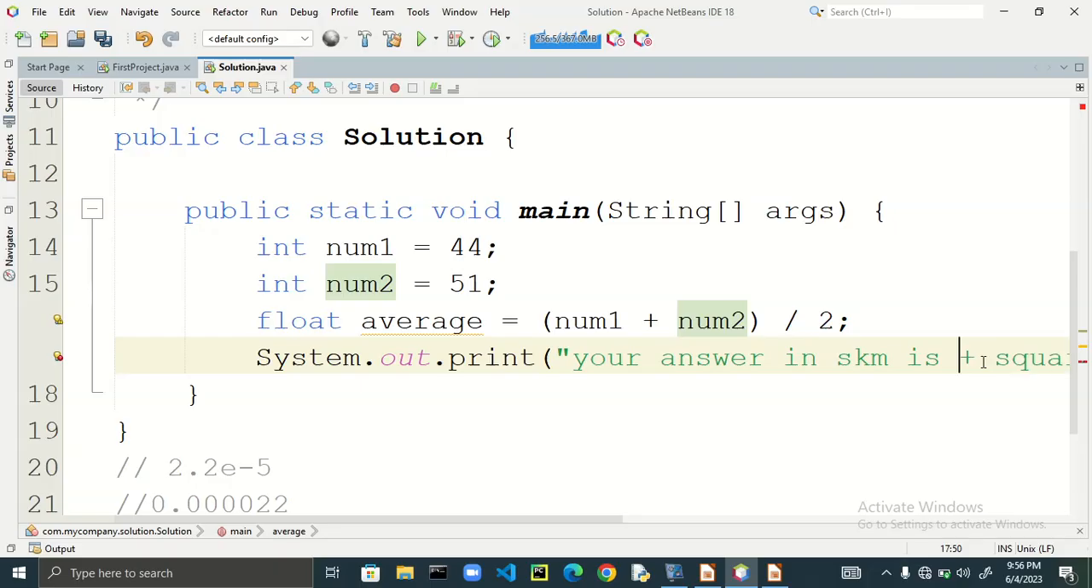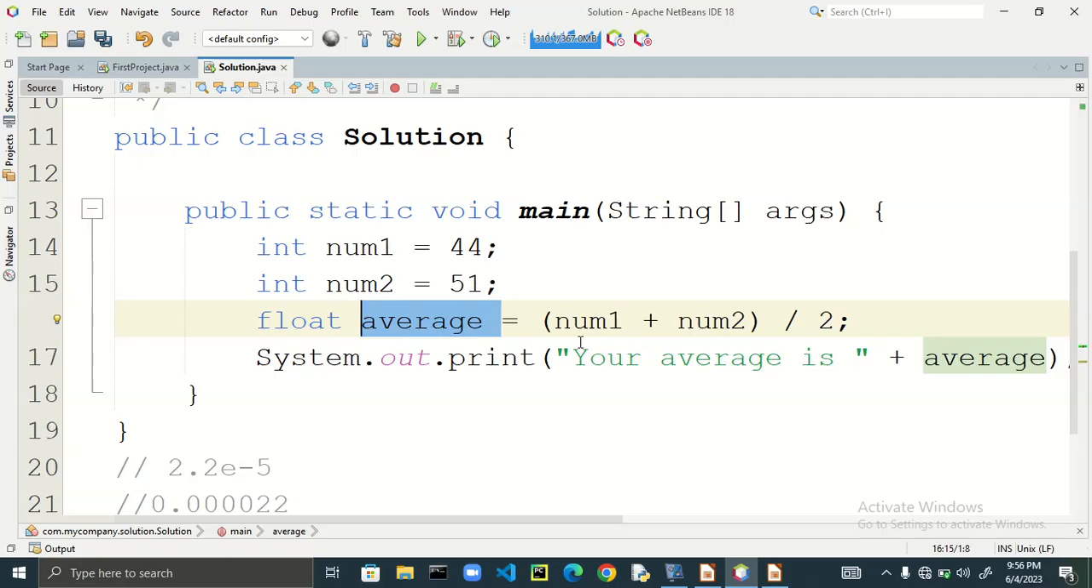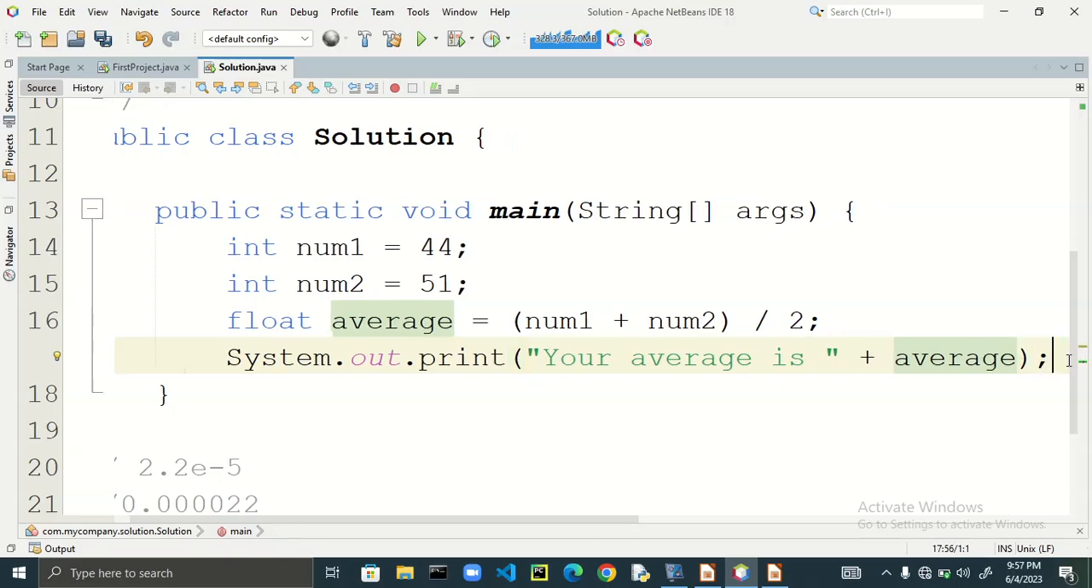So I need to clean this right up here and then change it to something that suits what we are doing currently. And get out. Then your average is, and then you put your plus, and then you put your average here. That is this variable that you have here. Whatever is computed here will be stored here, and then you will be able to print it out here. Remember, we have a semicolon at the end of each statement.